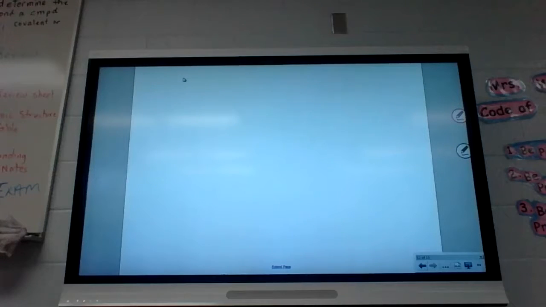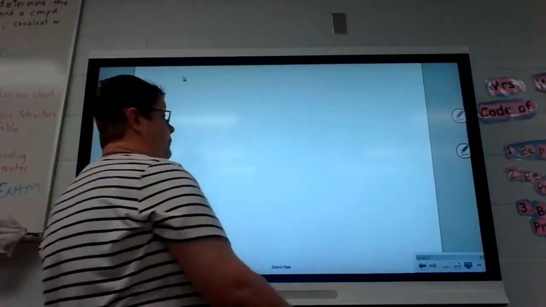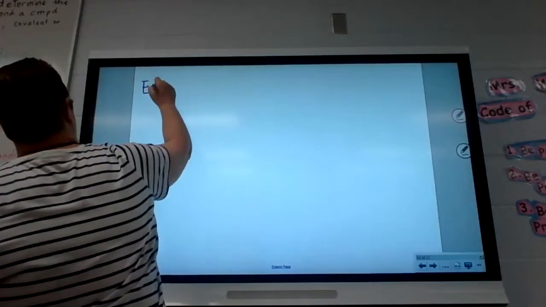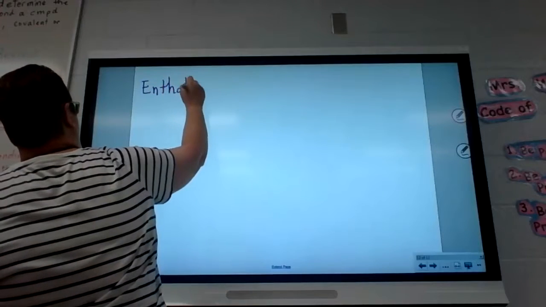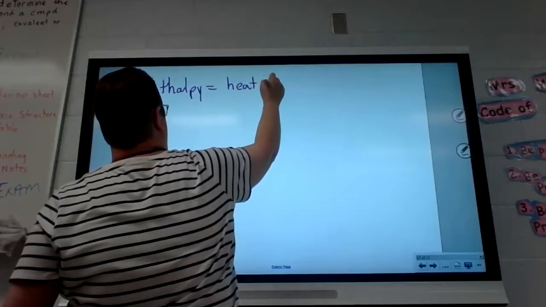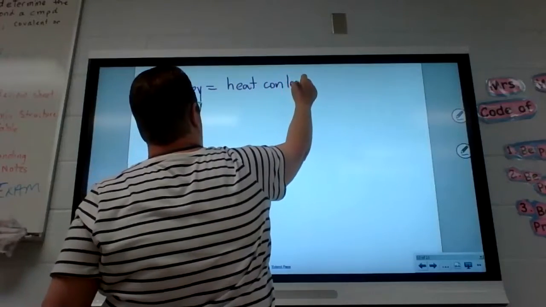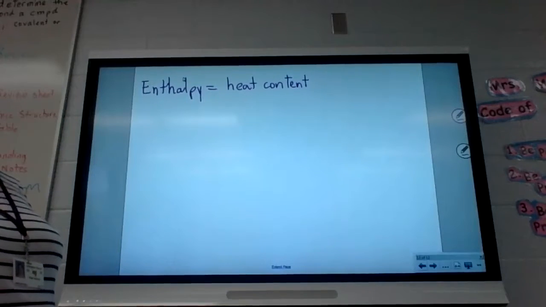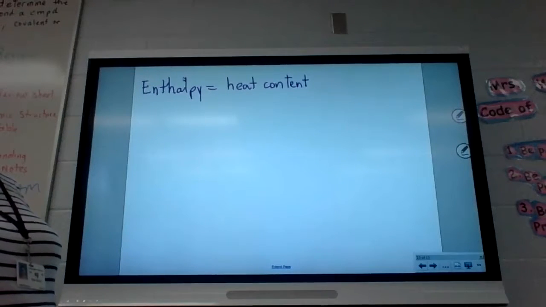Okay? Now, the last thing we have to find, for those of you who will be missing tomorrow, we'll use this term. Enthalpy is heat content. Enthalpy. All right? It's heat content.